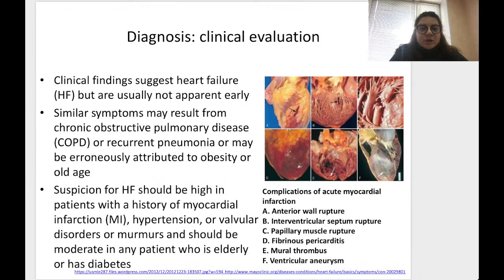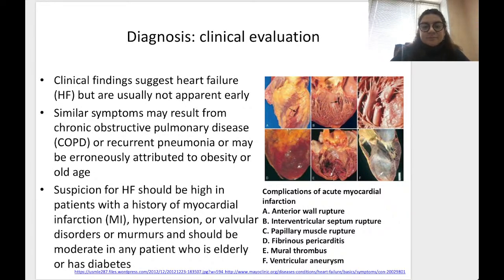Clinical findings usually suggest heart failure, but are not usually apparent early. It's very difficult to diagnose heart failure early. Similar symptoms may result from chronic obstructive pulmonary disease or COPD, or recurrent pneumonia, or may be erroneously attributed to obesity or old age. Suspicion for heart failure should be high in patients with a history of MI, hypertension, valvular disorders or murmurs, and should be moderate in any patient who is elderly or has diabetes.